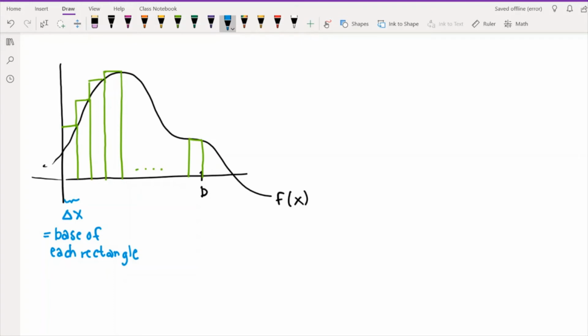Okay, the other thing I want to put into this picture is that the way I drew it is a right-hand sum. We'll see that that doesn't really matter, but I'm just going to continue with that idea. And I'm going to call the right endpoint of the first rectangle x1, the right endpoint of the second rectangle x2, the right endpoint of the third one x3, x4, and so on.